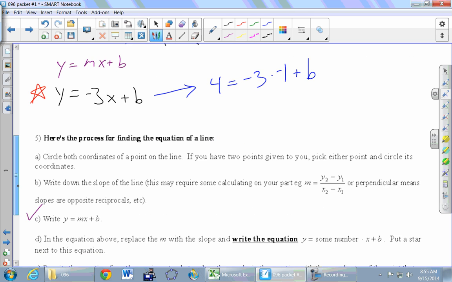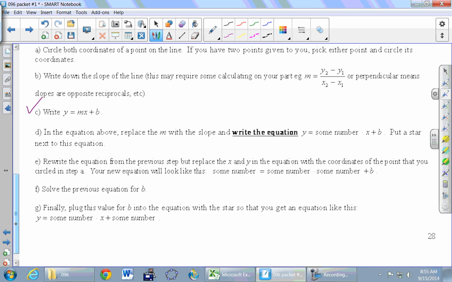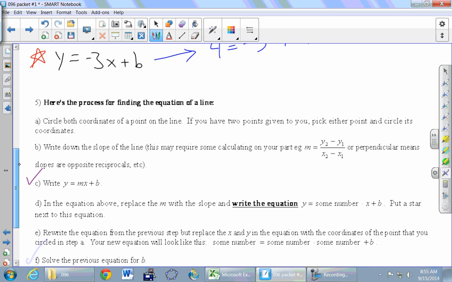And if you take a look at what I've written down here in part E, it says that the equation we just wrote will say some number equals some number times some number plus b. The b is just there. It's part of the process. We need to find the b, and we're about to. Part F is going to be pretty straightforward. It says solve the previous equation for b.